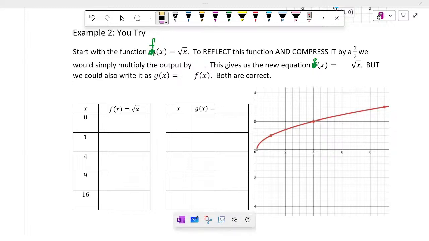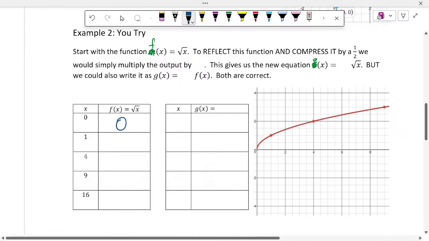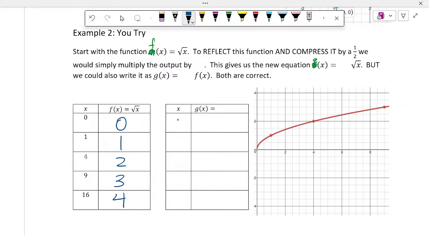Okay, yeah, 0. We take the square root of 0, we get 0. Square root of 1 is 1. Square root of 4 is 2. Square root of 9 is 3. And square root of 16 is 4. Those are obviously carefully chosen numbers, right? Cool. Okay, then what's this going to look like?